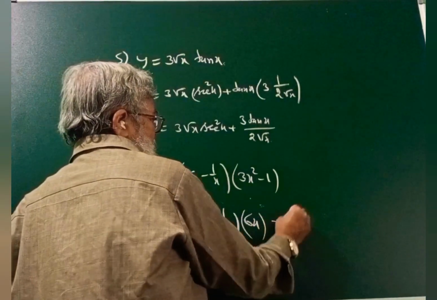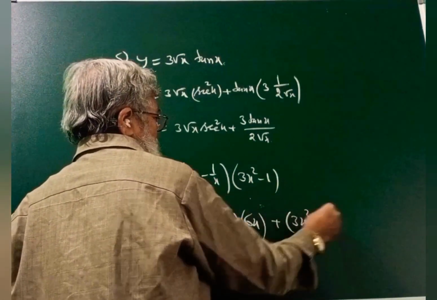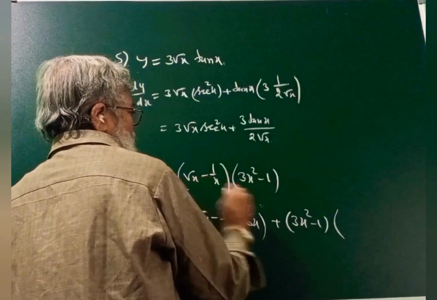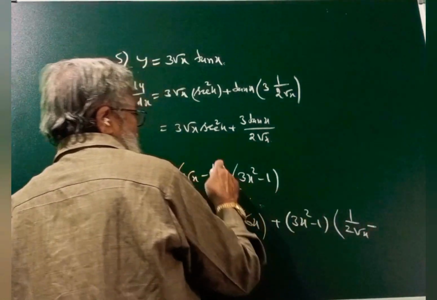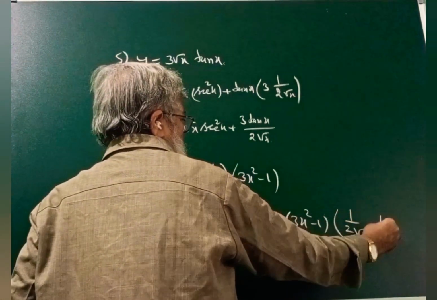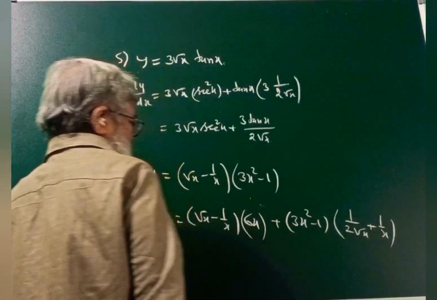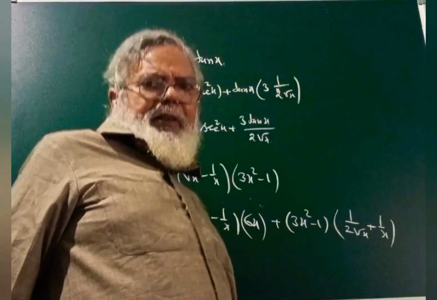Plus second function as it is, differentiation of this bracket. Differentiation of root x is 1 by 2 root x, minus differentiation of 1 by x, which is minus 1 by x square. Minus of minus is plus, so it is 1 by x square. That is the derivative for this, using the product rule.